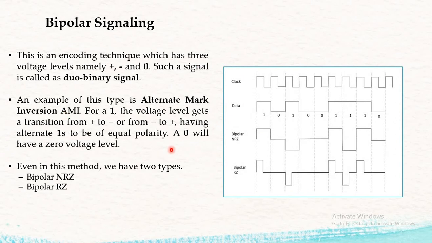In case of AMI, for the 1, the voltage level makes a transition from positive to negative, or from negative to positive, with alternate ones having alternate polarity. A 0 will have a 0 voltage level, so that is the condition for alternate mark inversion. Alternate mark inversion is also called bipolar RZ. So we have two types of bipolar signal, bipolar NRZ and bipolar RZ.